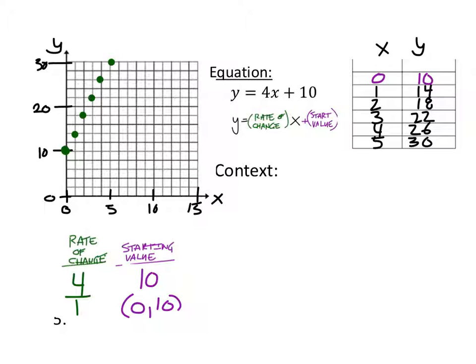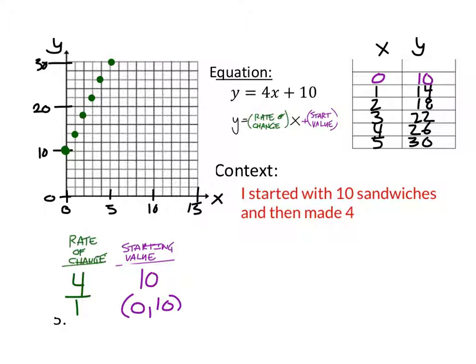Okay. So on this one, I'll start with whatever I started with. So I'll say I started with 10 sandwiches, and then made 4 sandwiches. Yeah, we'll say every hour. And actually, that's probably as far as we need to go on that, because we continue and it doesn't really say when it stops on this.